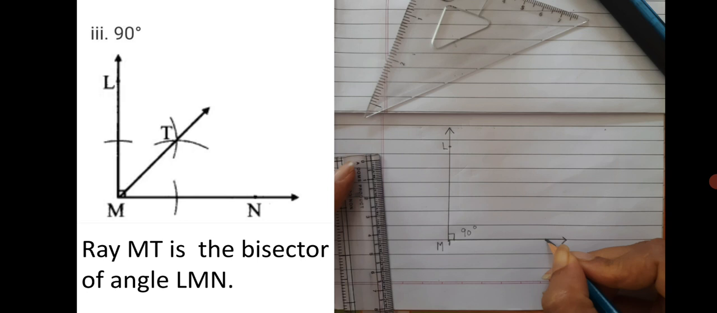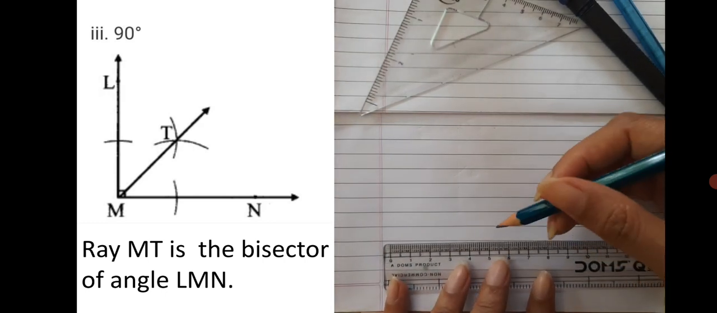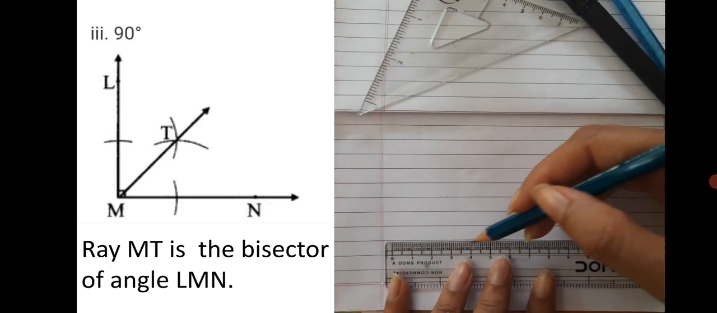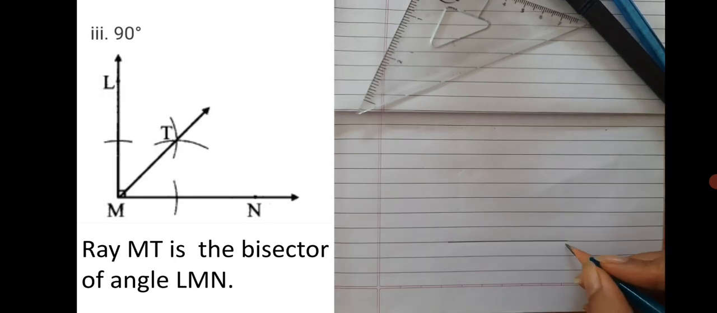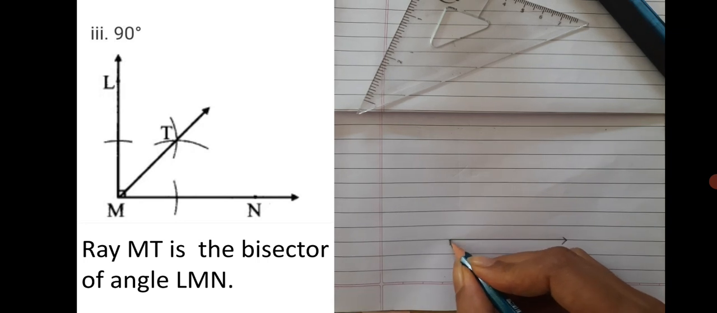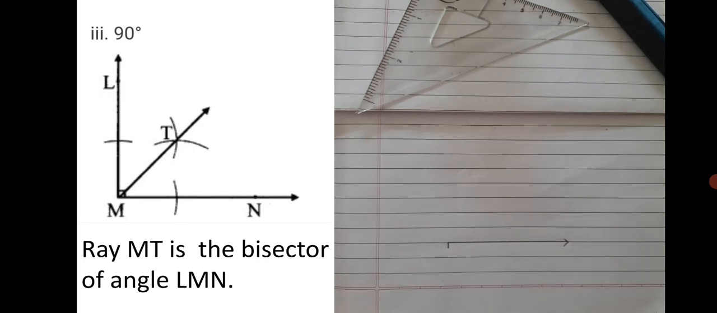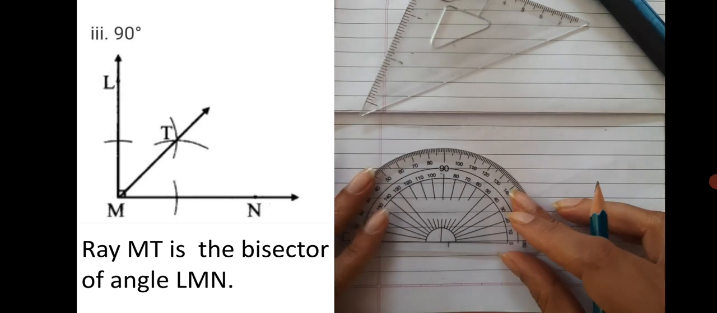Sum number 3. Now the measurement is 90 degree. So let's start. We draw one ray first. To draw a ray, we take a scale and a pencil. Then you mark the end with arrow. And at the point of origin, mark a small line so that we can place a protractor exactly over it. The protractor has to merge with this ray so that we get exact measurements.